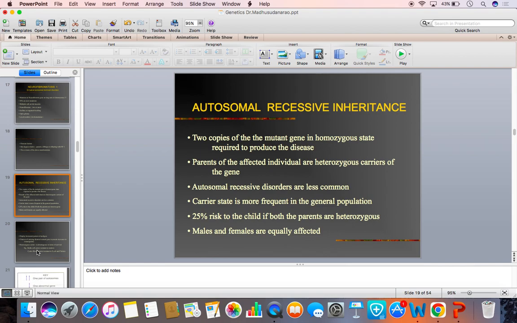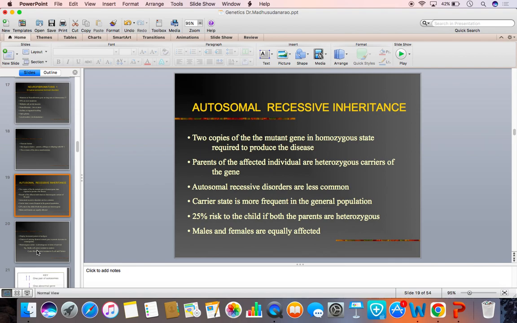Autosomal recessive disorders are less common, but carrier state is more frequent in the general population. So beware of the carrier state of the autosomal recessive gene in the community. And getting wed to a person with carrier state is very common. But this is more common in consanguineous marriages.